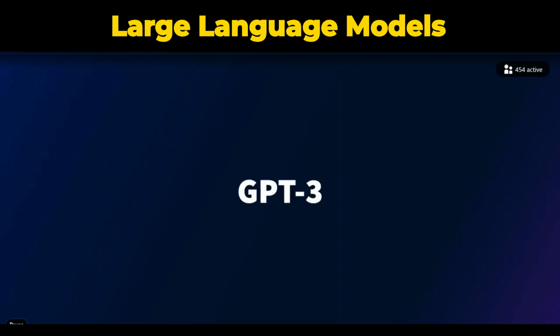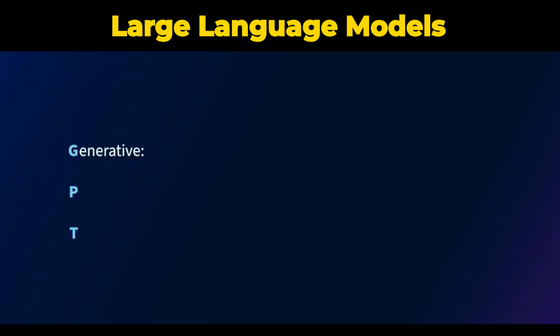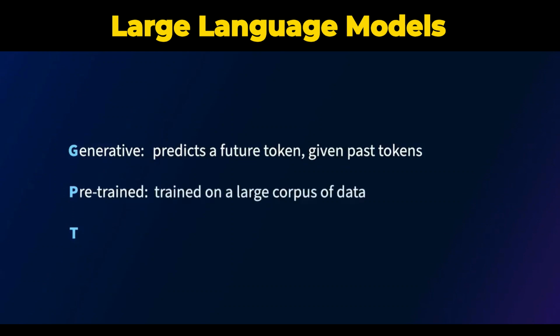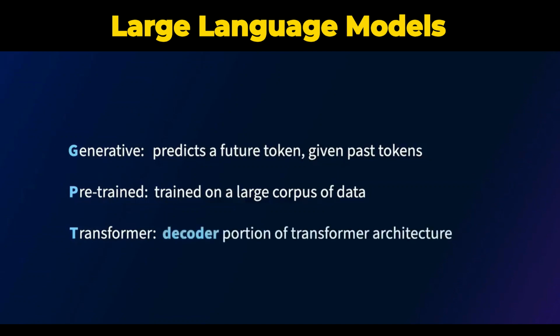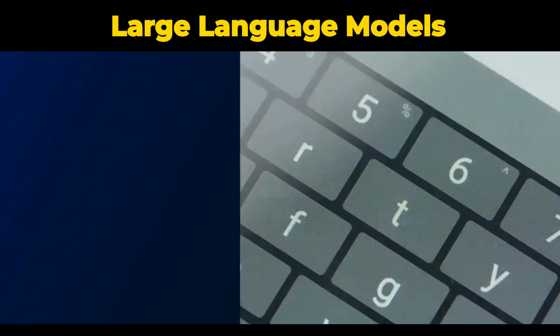GPT-3 is probably one of the most well-known large language models. Let's take a look at what the letters GPT represent in turn. So G is for generative, as we are predicting a future token given past tokens. P is for pre-trained, as it's trained on a large corpus of data, including English Wikipedia, amongst several others. This involves significant compute time and costs. And finally, the T corresponds to a transformer, and we're using the decoder portion of the transformer architecture.